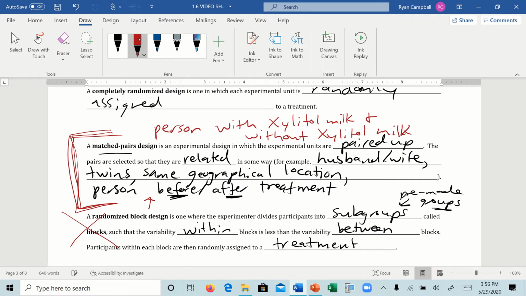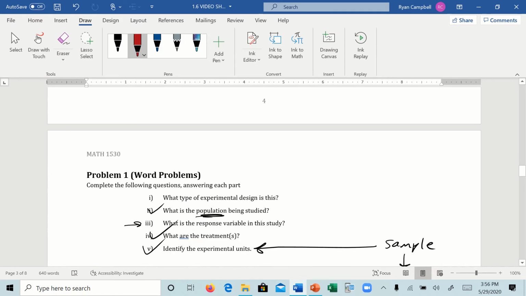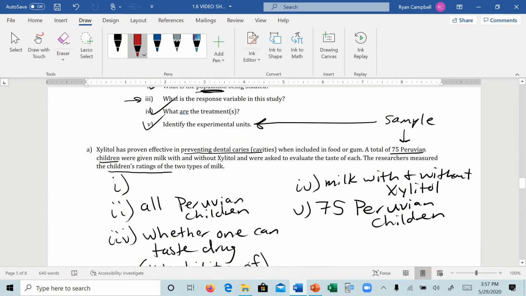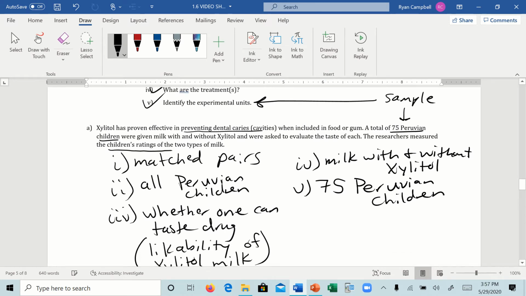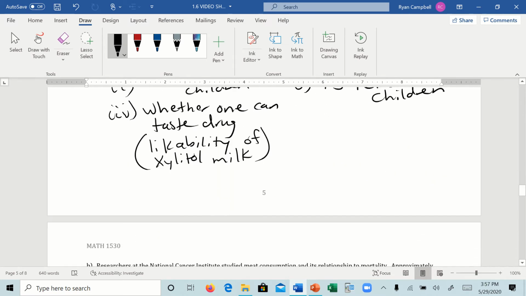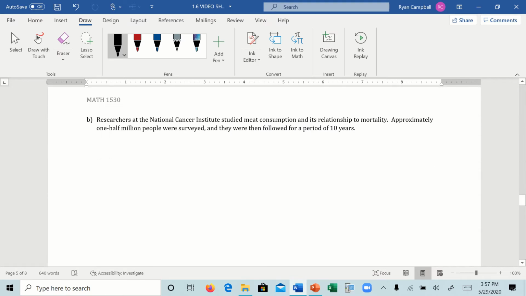So the same person or the same child is comparing two different things. So they're their own matched pair, as it were. Yeah. So number one, this is a matched pairs design. All right, let's do part B.